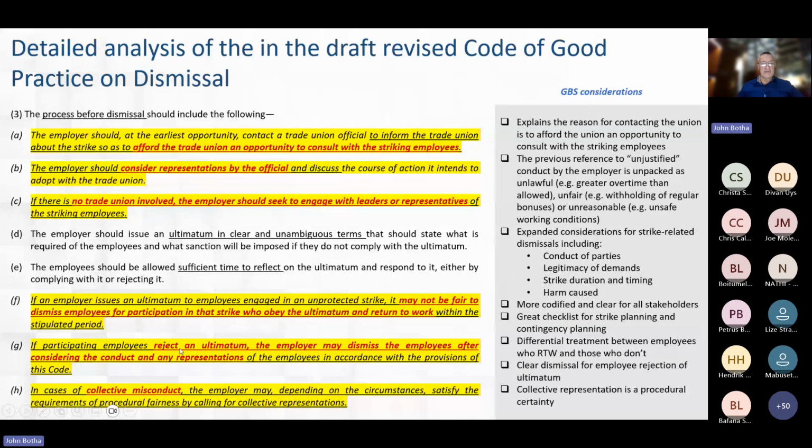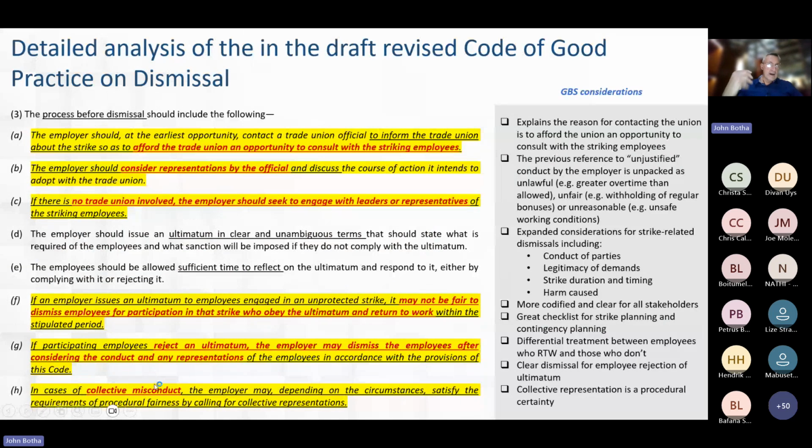And if the employees then reject your ultimatum, you may dismiss the employees after considering any representations and the conduct that they've engaged in as set out in the previous slide. So for me, it's very, very clear.